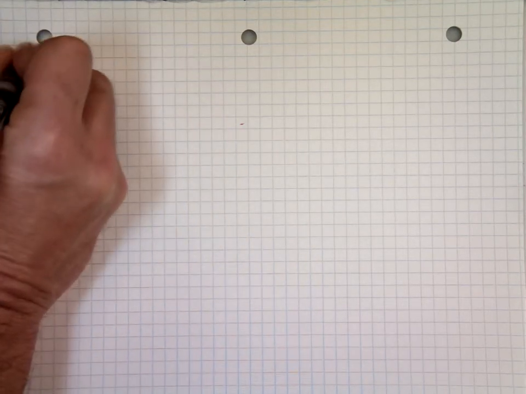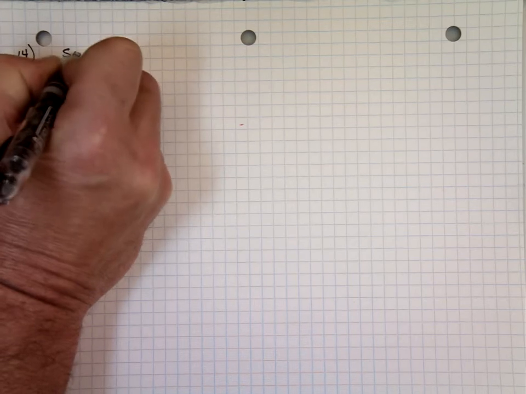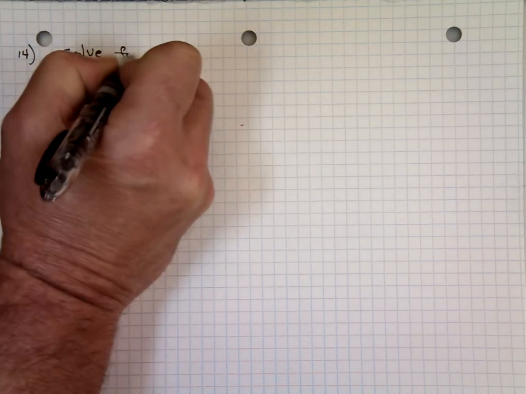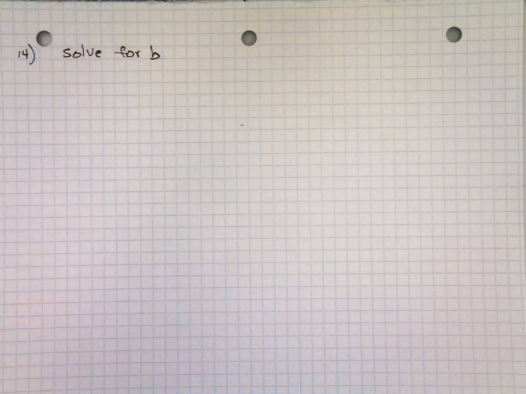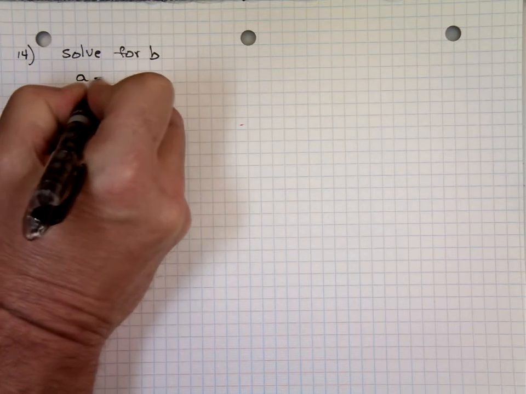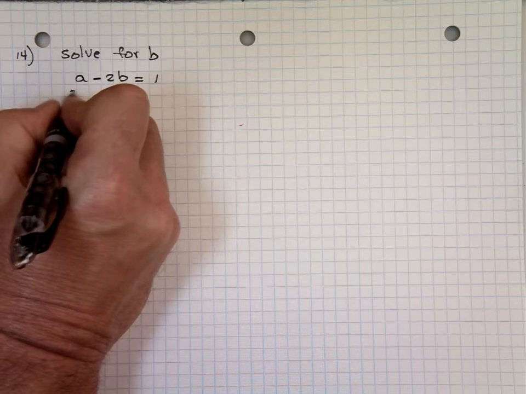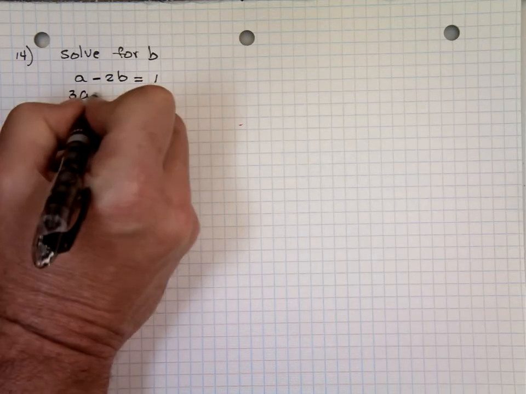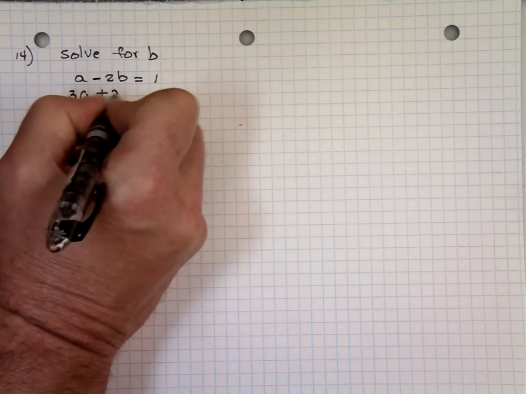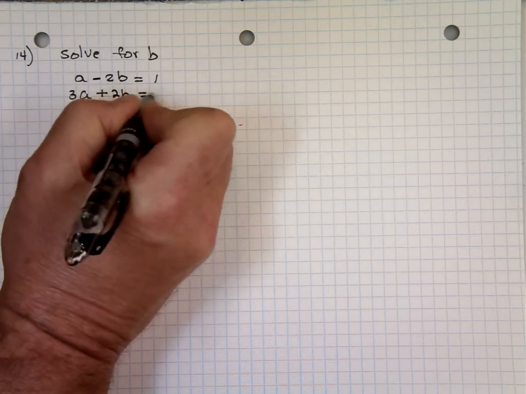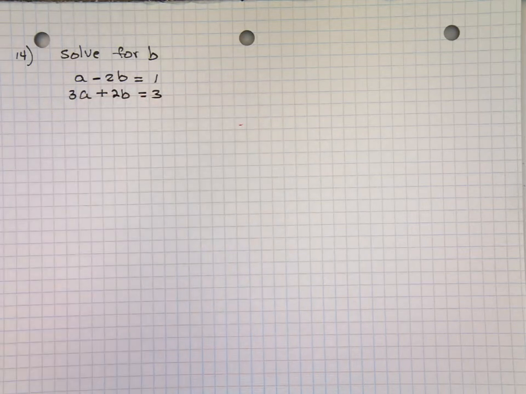Solve for b. That's what this question asks. a minus 2b equals 1. 3a plus 2b equals 3. I want to solve for b. That means I want to get rid of a. If I add them, I cancel b. I can add, you know what? I can solve for b and a.